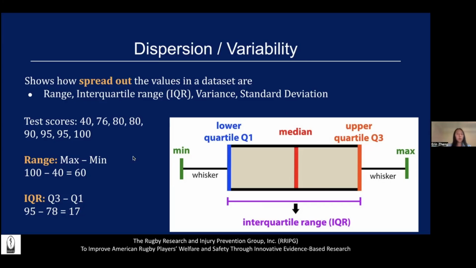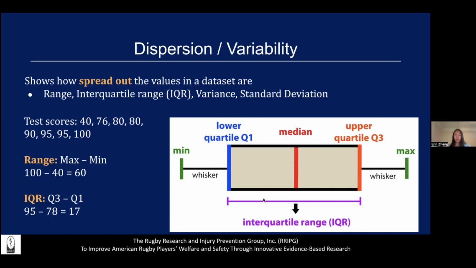First, you have the range, which is very simply the total spread of your data. You just take the maximum value of your data minus the minimum value. Using our example test scores, it's just 100 minus 40, which gives us a range of 60. And then you have the interquartile range, which represents the range of the middle 50% of your data.